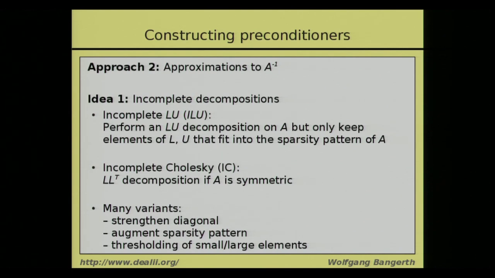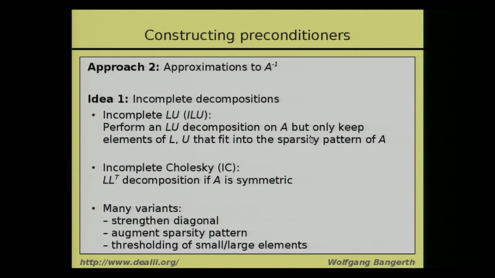We would compute an LU factorization, for example. And so we try to come up with a lower triangular matrix L and an upper triangular matrix U, so that L times U equals A, because then to multiply a vector with A^-1 would just be a backward substitution with U and a forward substitution with L, right?